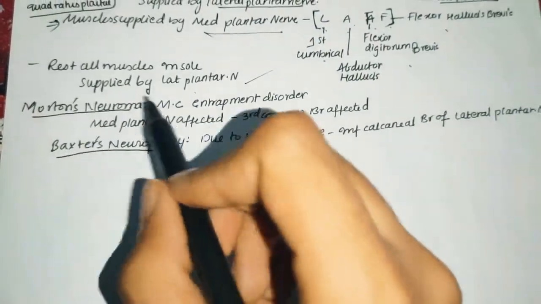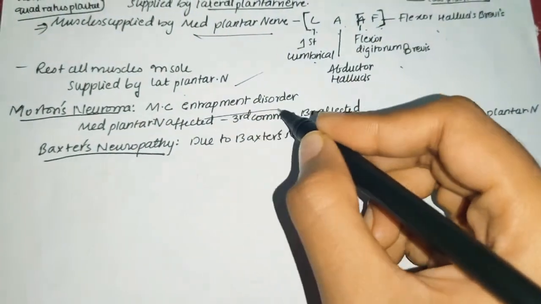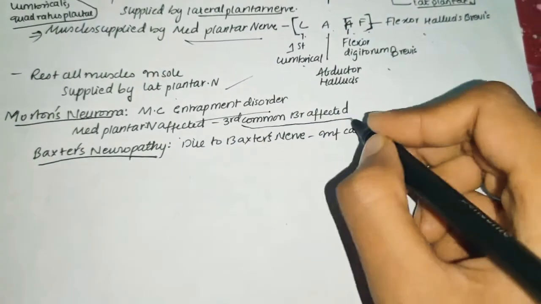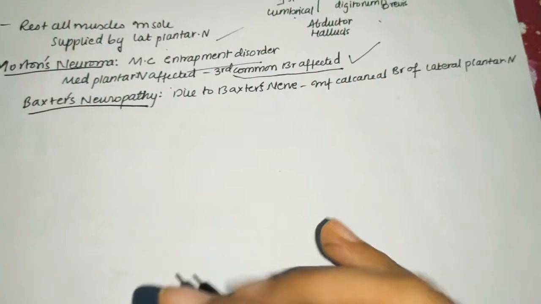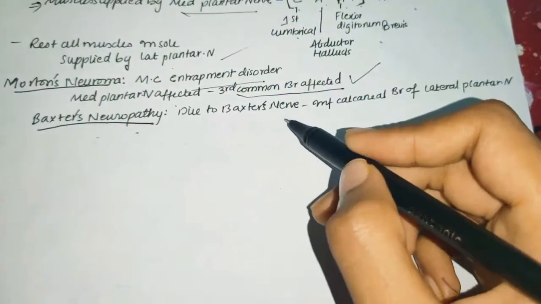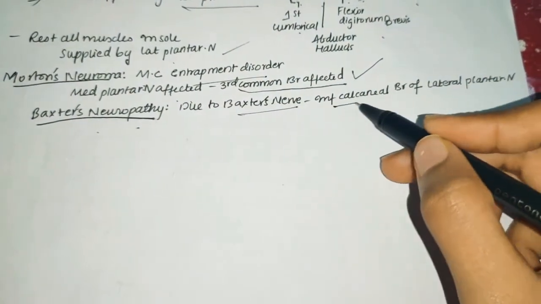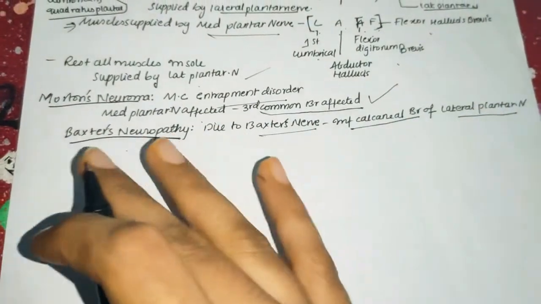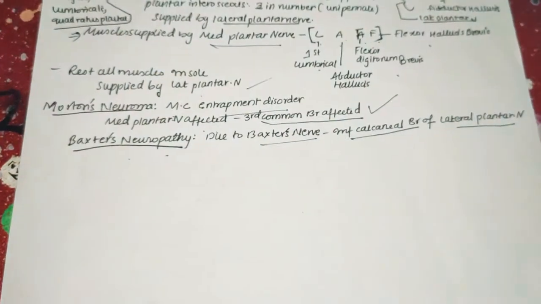Now coming to Morton's neuroma, what is this? It's the most common entrapment disorder. The medial plantar nerve is affected, especially its third common branch. I'll show this in a diagram. And next, coming to Baxter's neuropathy. It is due to Baxter's nerve, where the inferior calcaneal branch of the lateral plantar nerve is affected. So what are Baxter's neuropathy and Morton's neuroma? Let us see by means of a diagram.